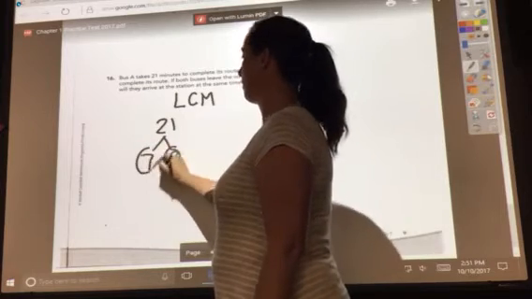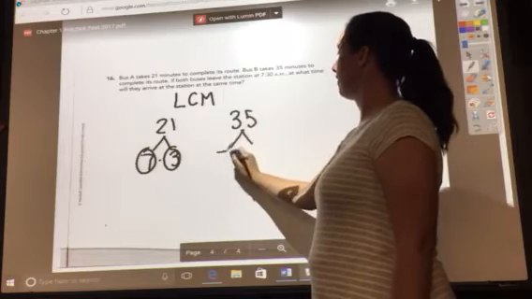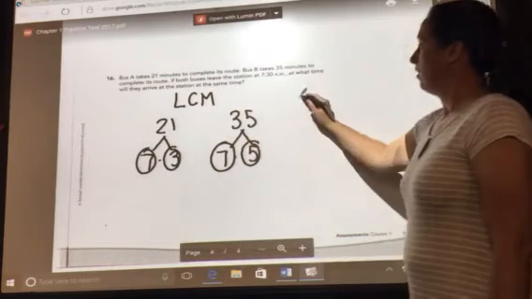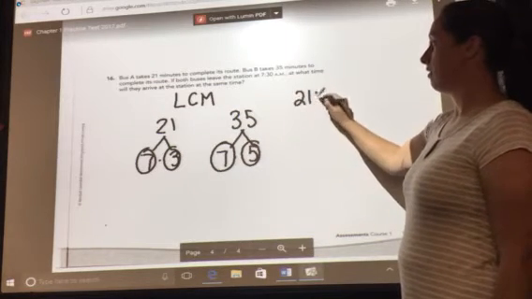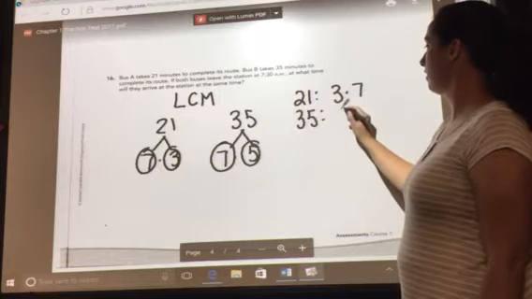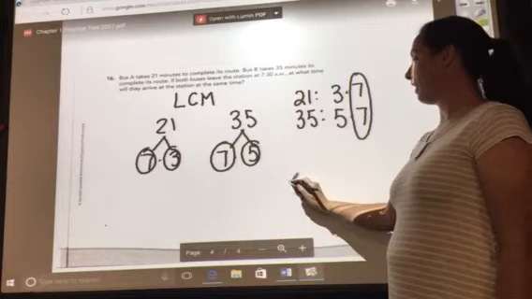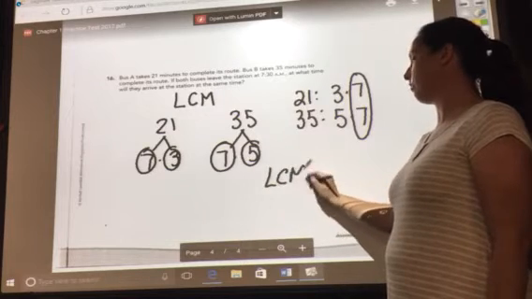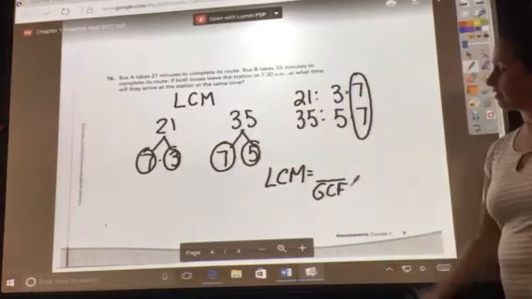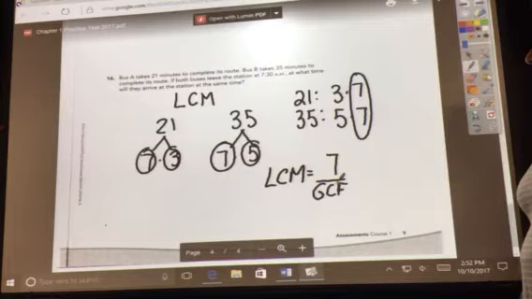7 times 3 is 21. And for 35, I have 7 times 5. So I make my list. I have a 3 and a 7, and I have a 5 and a 7. And so for least common multiple, the first thing you always do is find the greatest common factor. And the greatest common factor is 7. I had one pair of 7s, so my greatest common factor is 7.